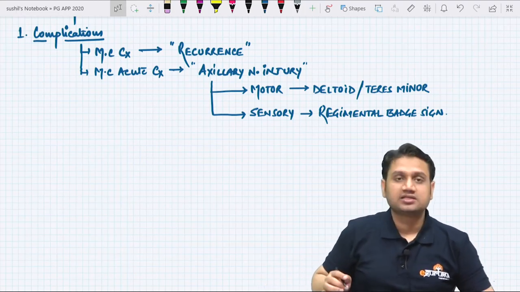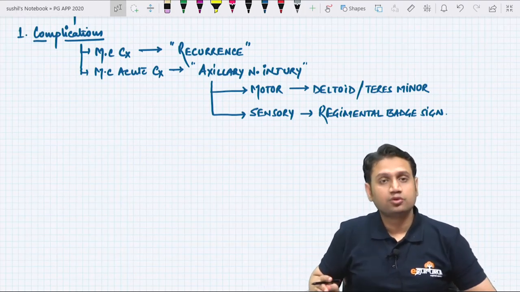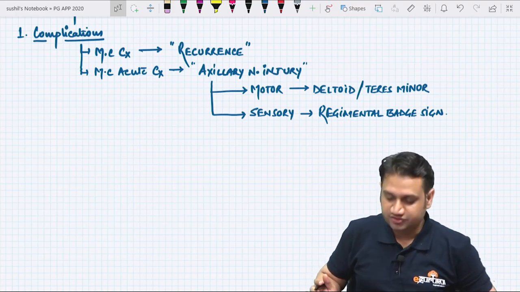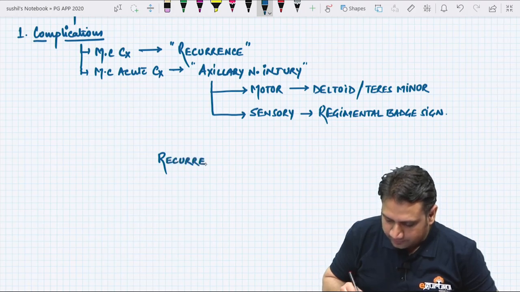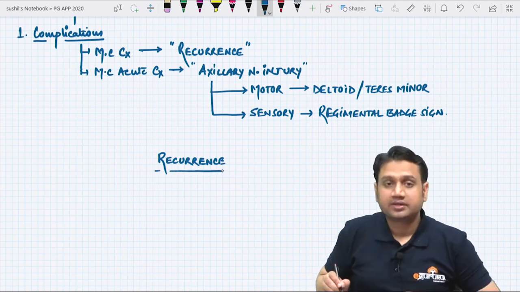This is about the complications. The most common complication is recurrence. The most common acute complication would be axillary nerve injury. Now, the second part is, whenever there is a recurrence of dislocation, what is it going to lead to?